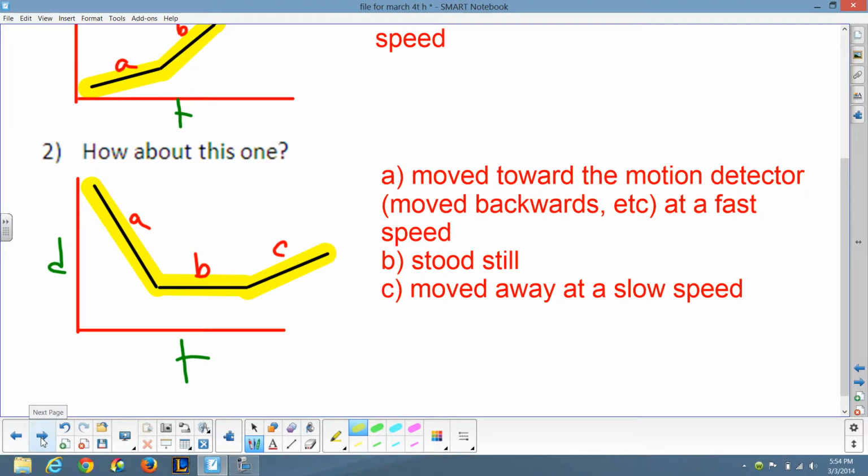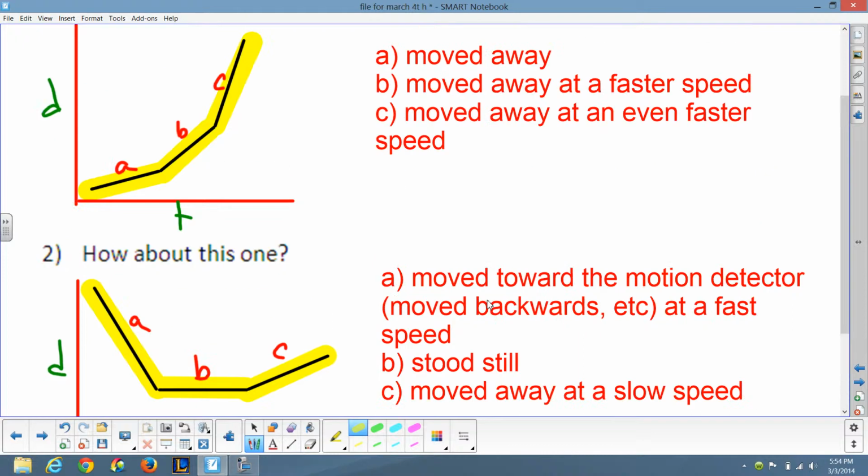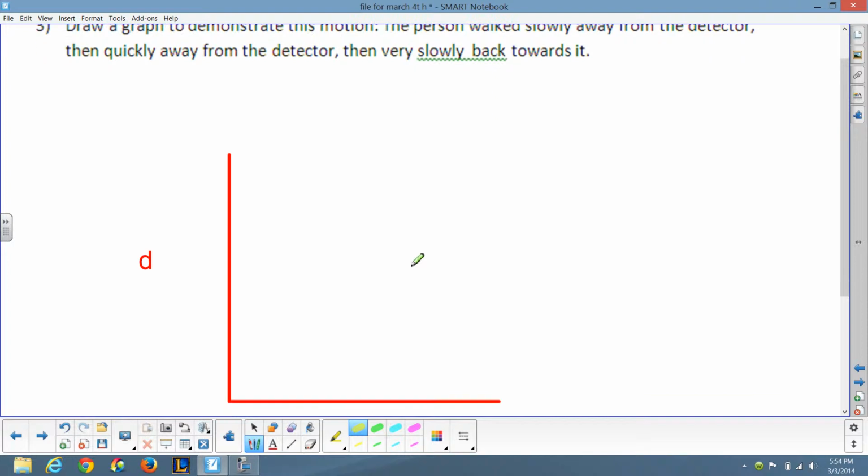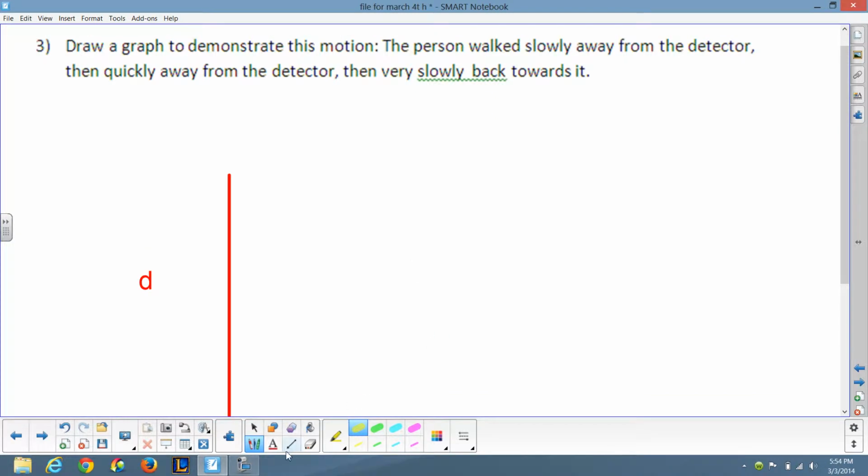Alright, let's look at the next page. Pause if you need to at any point in time on this one, so you can write those down. Alright, now we're going to draw a graph to demonstrate this motion.